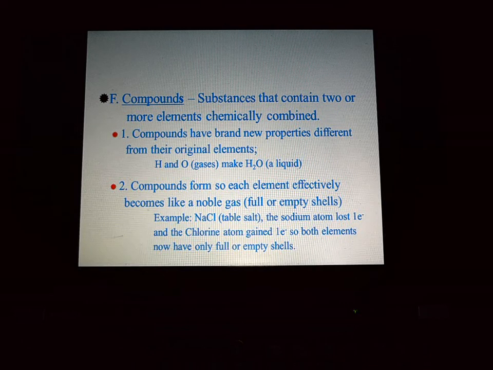Same thing with salt. Sodium, column 1, plus 1 charge, wants to get rid of that 1 electron. Chlorine, a halogen, right next to the noble gases, only needs 1 more electron to fill up its shell. So the sodium gives away or loses its 1 electron. The chlorine says thank you very much and gains that 1 electron. Both of them now have nothing but full or empty shells. No partially filled ones anymore.